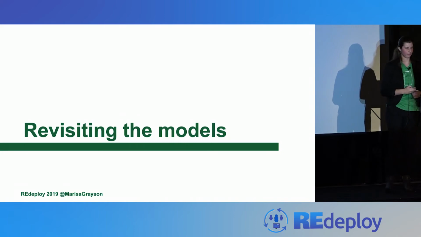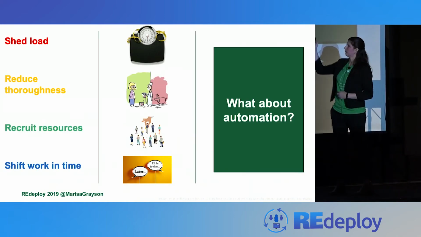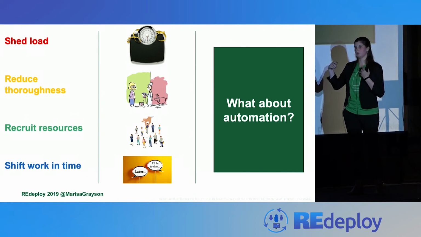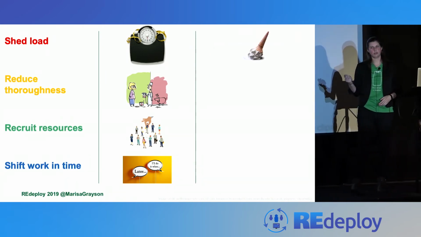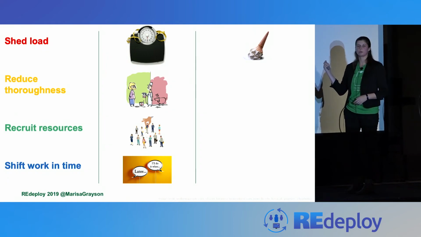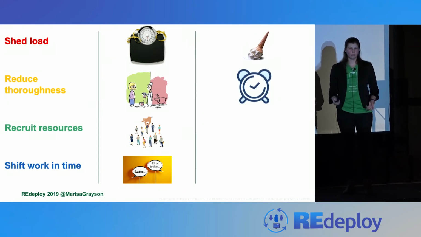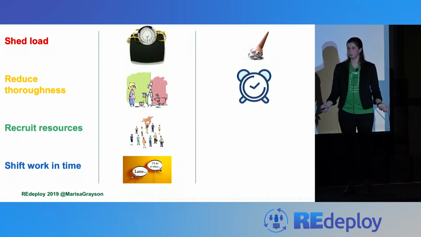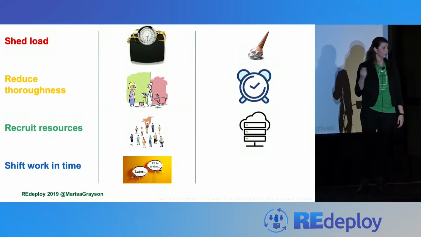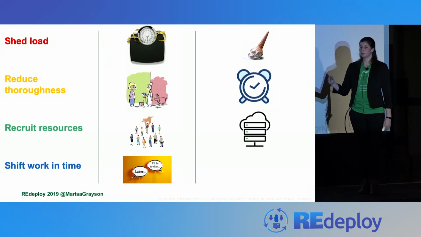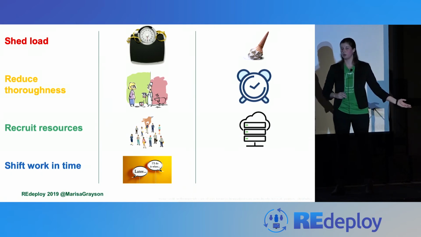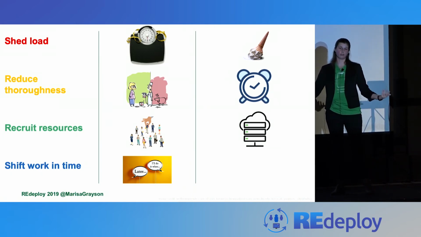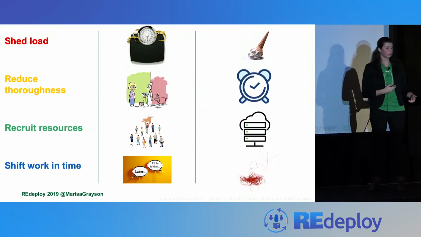So let's revisit the models that we're talking about. I mentioned before that these are the four types of responses based off of some examples done by people. For automation, we can think about it in the same way. Shedding load, examples: dropped requests. Reducing thoroughness: the increased latency or degraded performance that we've seen. Then we have recruiting resources. This can be thought of as opening up new boxes, having that limit set in a way that you can dynamically increase the number of boxes. Kitchen had a great example in one of his cases about opening up new boxes, new capacity and resources that became available. And then lastly, shifting work in time.